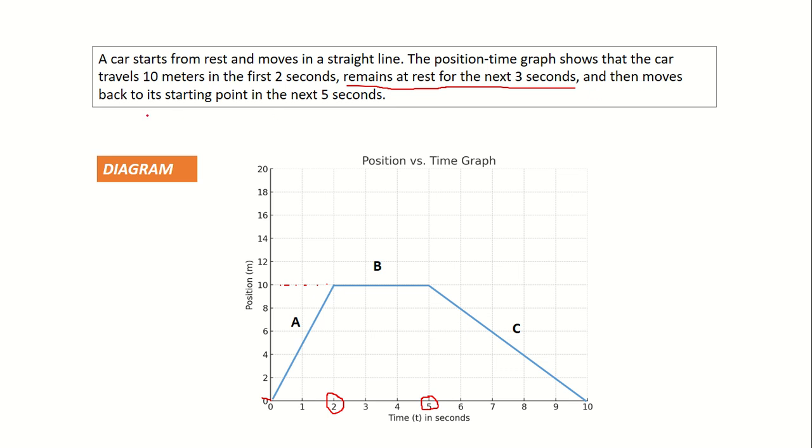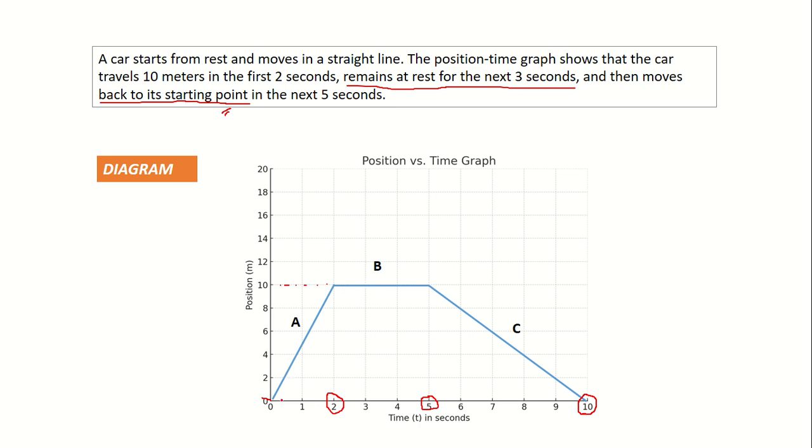And then the last part, it went back to its starting point. So that should be a clue to you about the second required. Right? The second required is that you are asked to get the total displacement of the car. So that's a clue for you in the next 5 seconds. So that would be from 5 seconds to 10 seconds. Okay? So this is how my graph would look like.